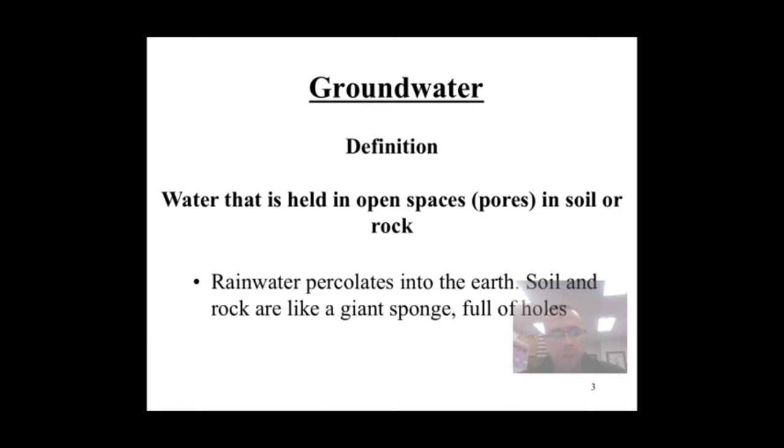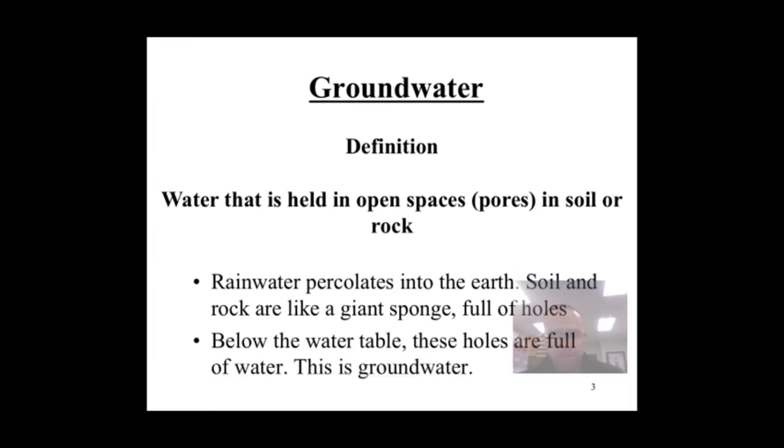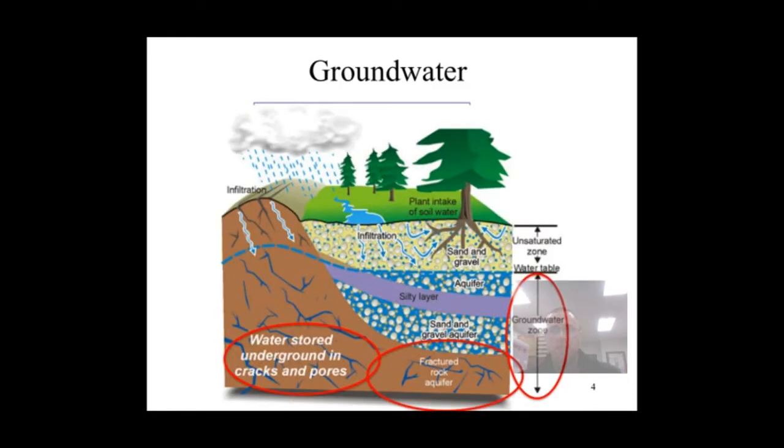So rainwater percolates into earth. Soil and rock are like a big sponge full of holes, and this is where it will end up collecting. Remember, pause as you need to, you guys. So below the water table, these holes are full of water. So the water table is kind of the surface of our underground water, the very uppermost portion of it.